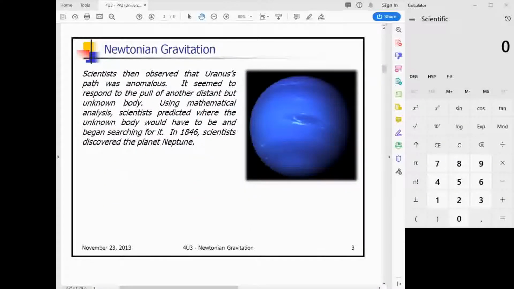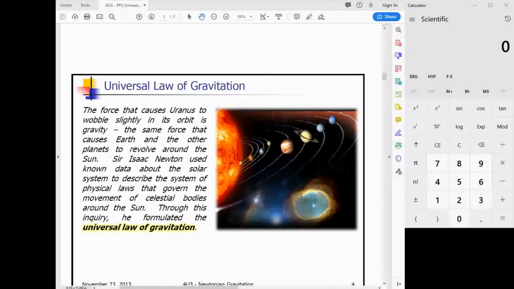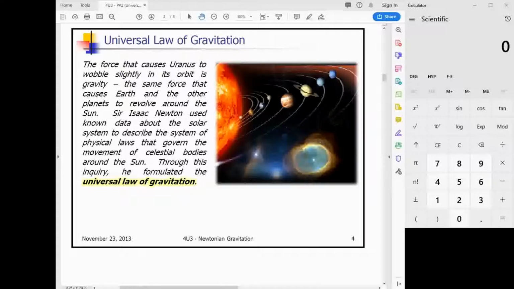Later on, scientists were studying Uranus's orbit, and were seeing that it was kind of being pulled by another body, and it was determined that that must have been another planet. When they finally triangulated where the location of that planet would be, they determined it was the planet Neptune. So the force that causes Uranus to wobble slightly in its orbit is gravity, and it's the same force that causes Earth and other planets to revolve around the sun.